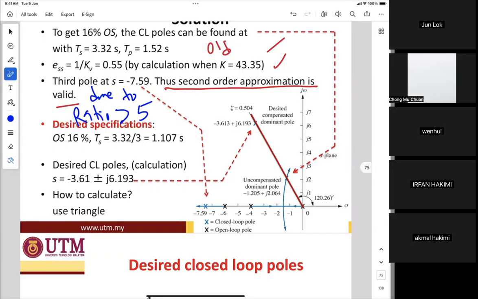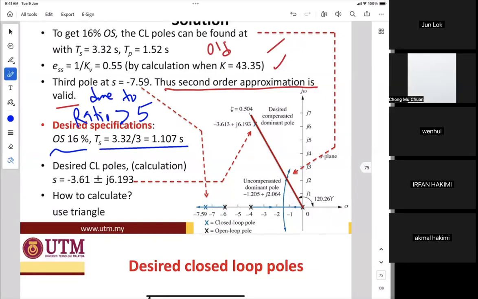Understand. So the desired specification is we want to maintain 60% overshoot, and at the same time, we want to make the settling time shorter, which is 1.107. How do I get 1.107? The old settling time 3.32 divided by 3. So this one will become the new settling time. Therefore, the desired closed loop calculation has now been changed.